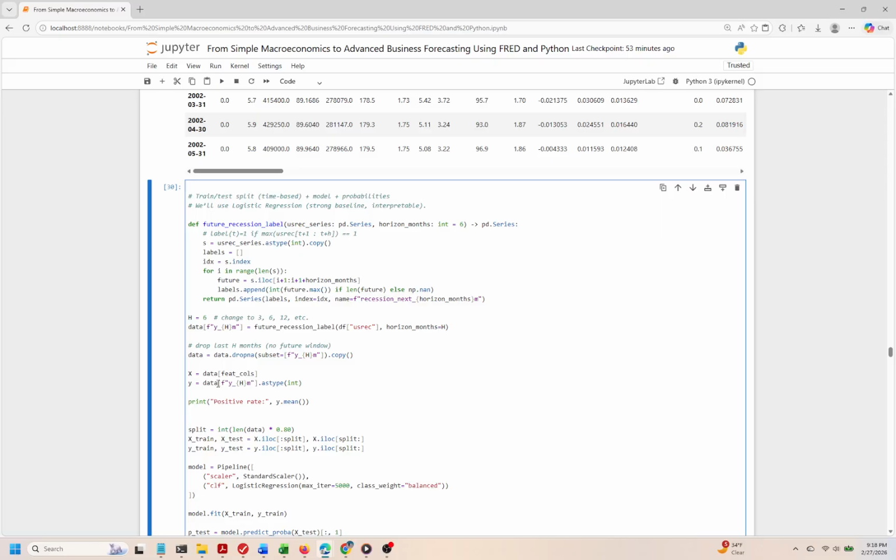To begin, we define a function that generates labels indicating whether a recession is expected in the upcoming months, based on a series of past recession records. The function examines the next few months of recession data and assigns a label.